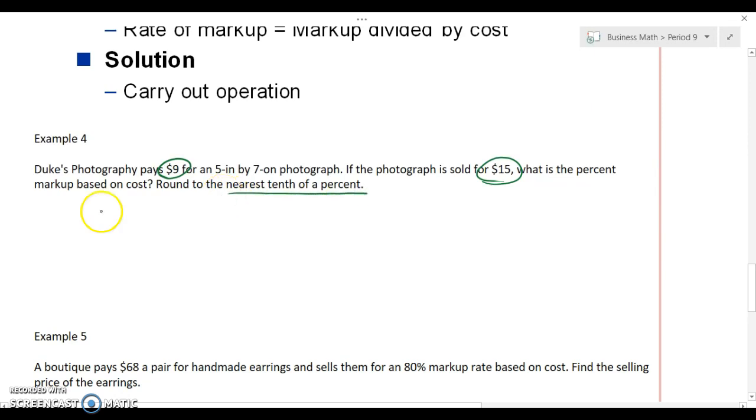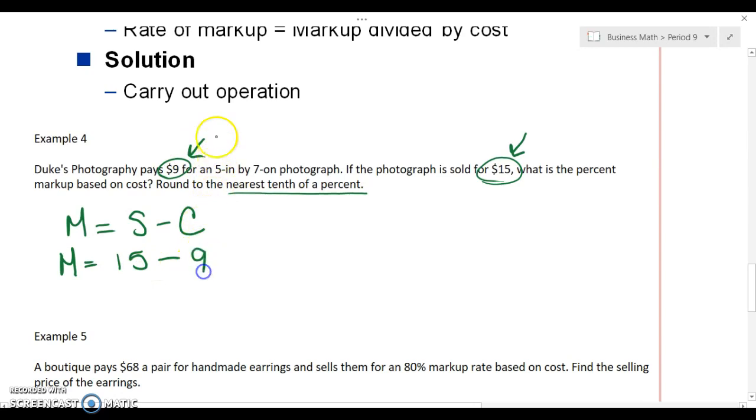So formula. First of all, you have to know the markup to find the percent of markup based on cost. So we go back to the beginning where our formula was given, where it says markup equals sell price minus cost. Well, what is he selling them for? 15. What was the cost? 9, if you want to label them so you know. So what is his markup? He's marking these up $6. Now we can use the formula.